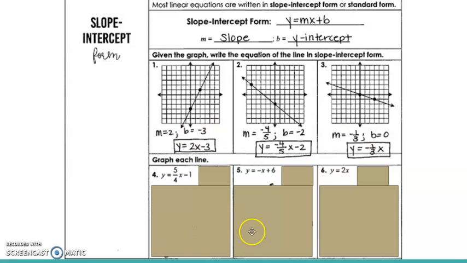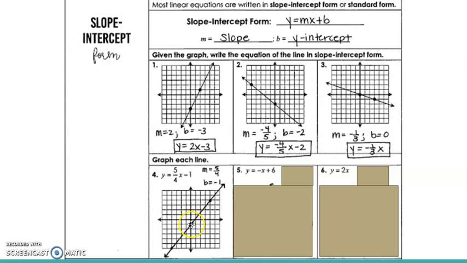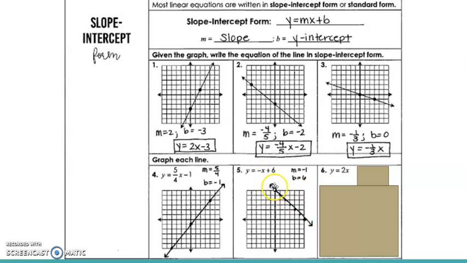If we look at the next set of problems, we can graph each line based off of our equation. So again, we can pull out the slope and the y-intercept. And then we're going to start by plotting a point at -1 and counting up 5 and over 4. For number 5, remember there's a -1 in front of my x, so negative x is -1. Again, we're going to start at that y-intercept of 6, and to get -1, I'm going to go down and to the right or up and to the left.